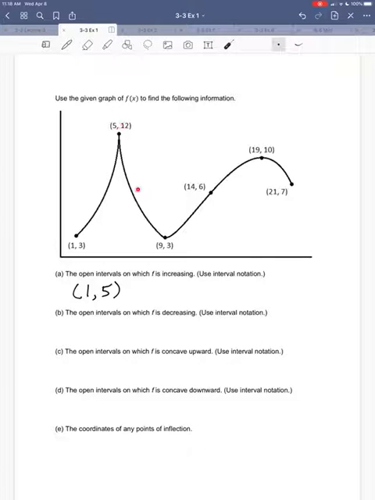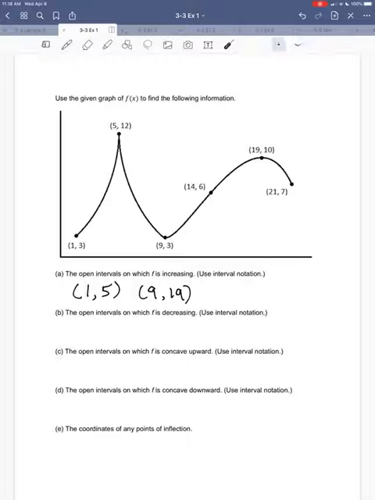Now, from 5 to 9, it's actually decreasing. But here, starting at x equals 9 until we get to x equals 19, it's increasing there, but then it starts decreasing at 19. So it's increasing from 9 to 19. So that's another interval where it's increasing.